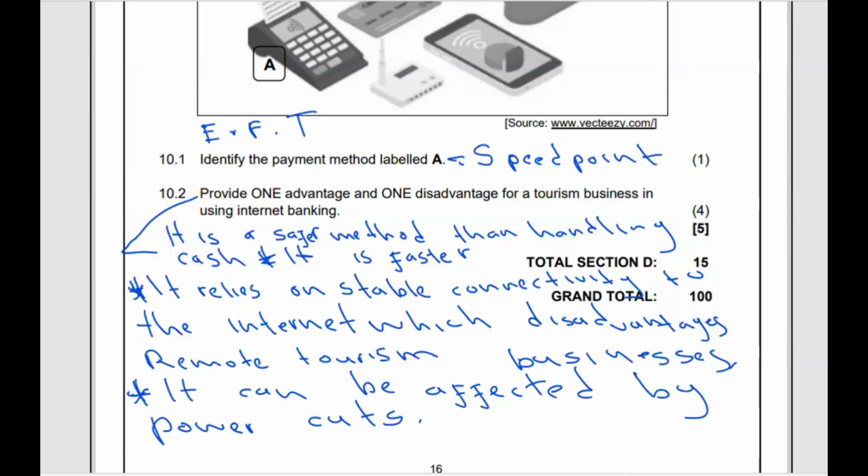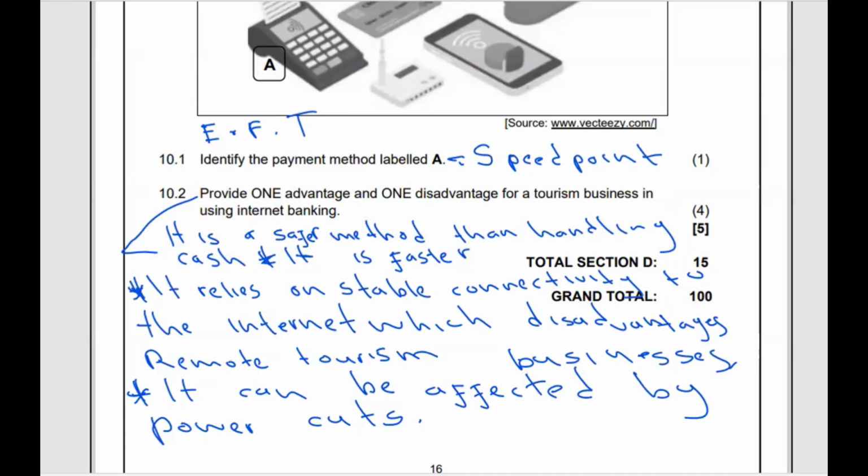So just to do a recap then. The question reads, provide one advantage and one disadvantage for a tourism business in using internet banking. We have mentioned that it is a safer method than handling cash. Then it is also faster. Then on the downside, we indicated that it relies on stable connectivity to the internet, which disadvantages those tourism businesses which are located in the remote parts of the country. Then it can also be severely affected by power cuts, which will be the last point.